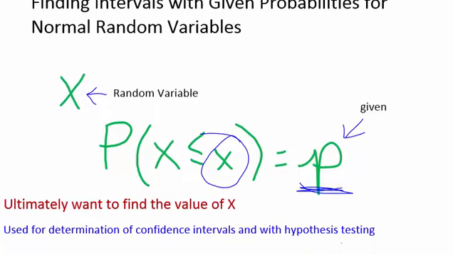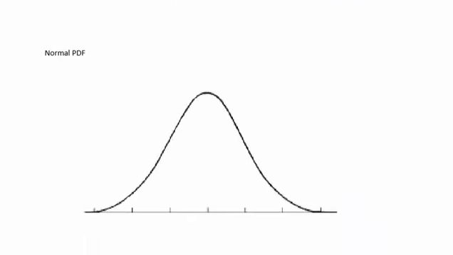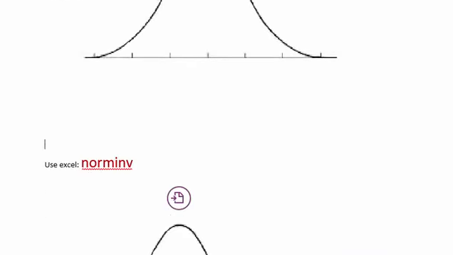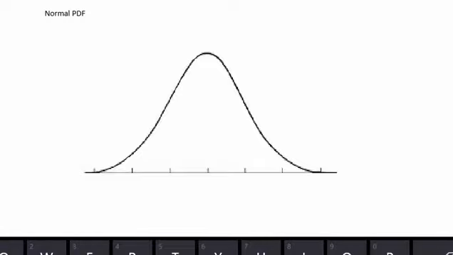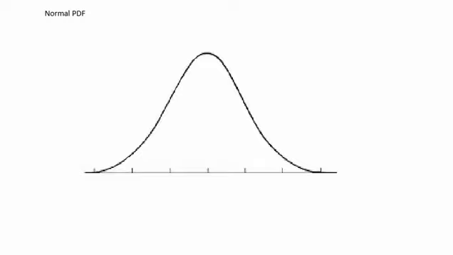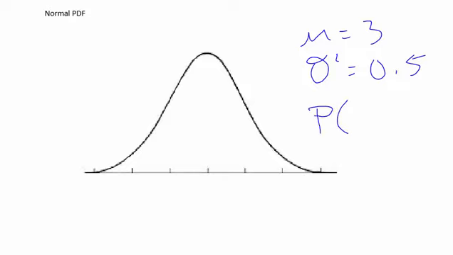So what I want to do is jump right into an example, because I think that will help you see ultimately what needs to be done. In this case, we have a normal probability density function with a mean of 3 and a variance of 0.5. What we're trying to do is find a value of x where the probability of x is equal to 0.3.